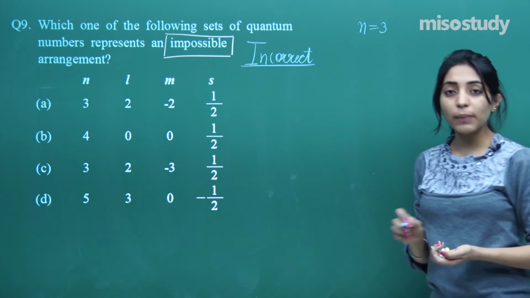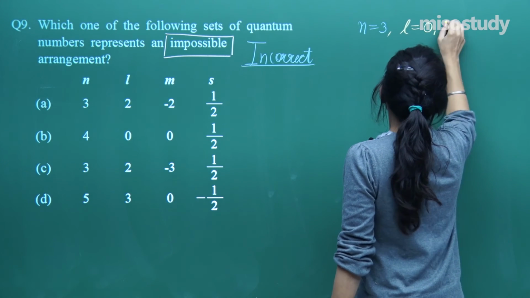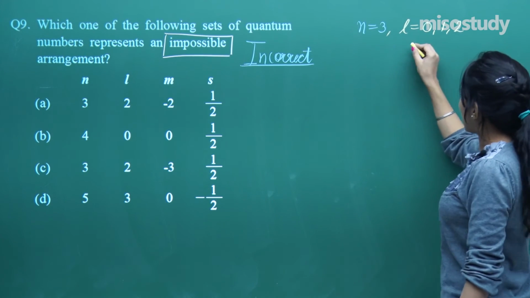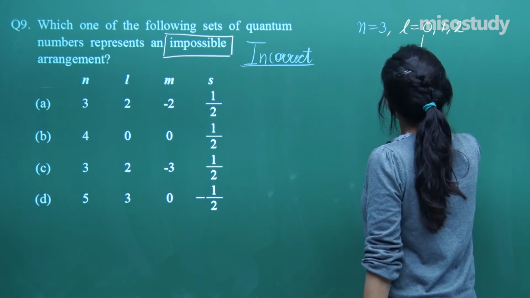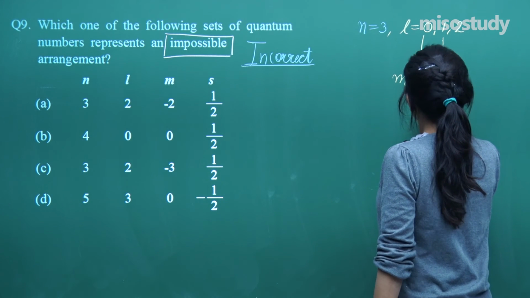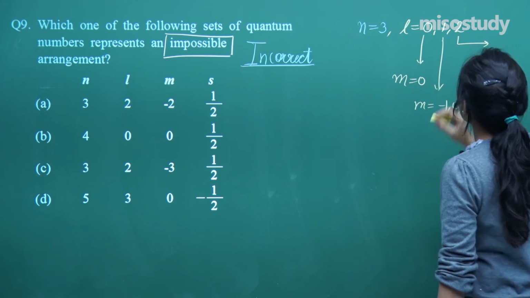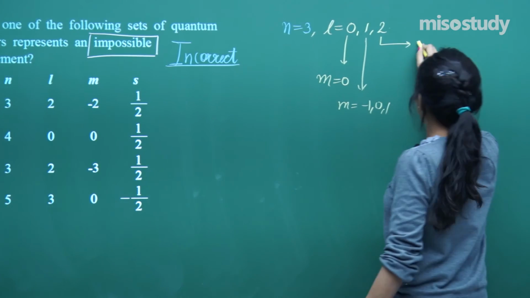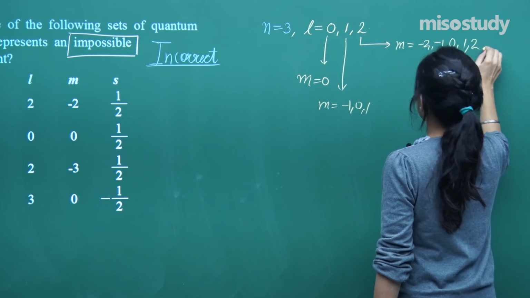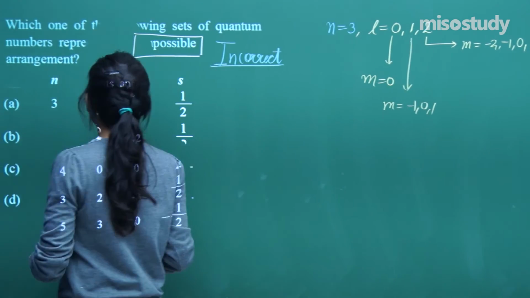Okay. Let's start with the first one where he is saying n is equal to 3. So just start writing by yourself. When n is equal to 3, can you say that L will be 0, 1, 2? When L is 0, can you say m is 0? When L is 1, can you say m will be minus 1, 0, 1? And when L is 2, can you say m to be minus 2, minus 1, 0, 1, 2.